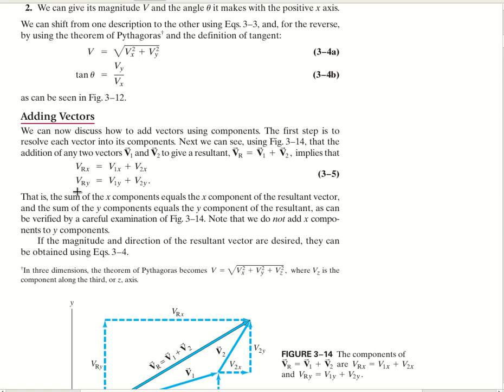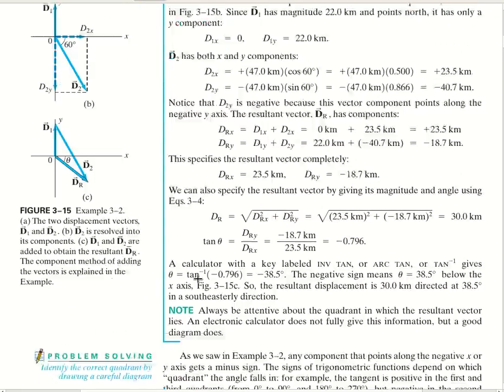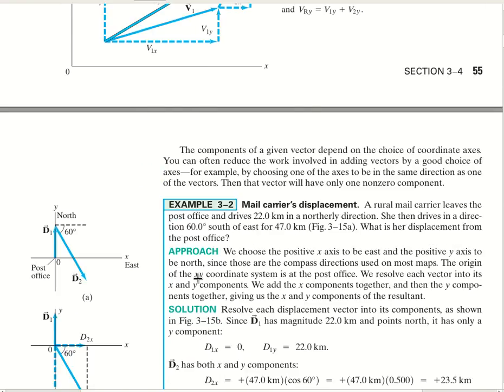If you want to give it by module and angle, you use this. The whole module of Vr would be the square root of this squared plus that squared. And if you want to compute the angle, it is the arctangent, the tangent to the minus 1, of this over this, the y over the x, and that's it. You can check this example, and that's how it's solved.